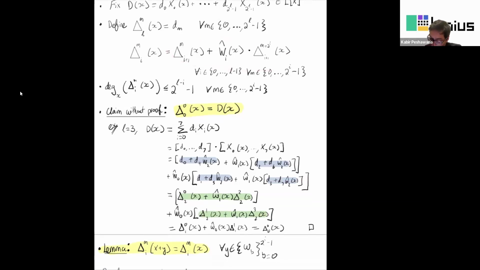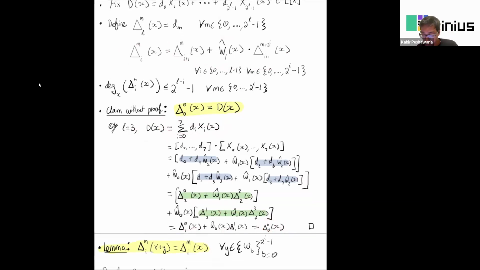Similarly, you can apply the rule again, and we actually get that this whole polynomial, capital D of x, is indeed equal to delta 0, 0 of x. And I therefore have presented a proof by example. So hopefully that suffices for you and your curiosity. Great.